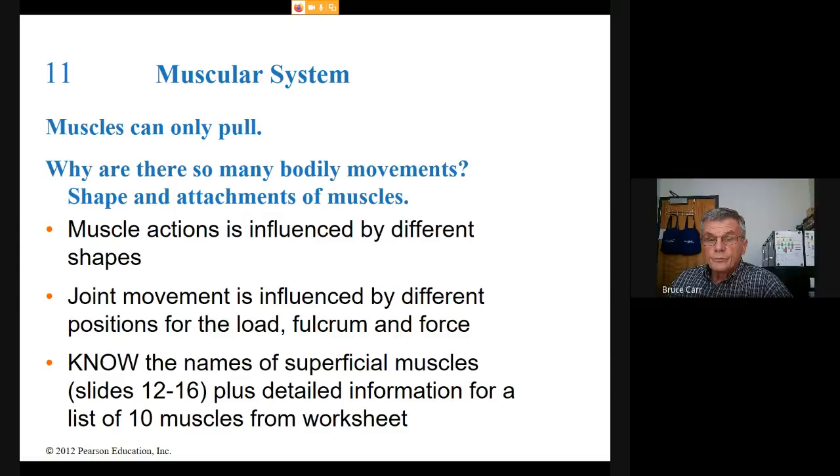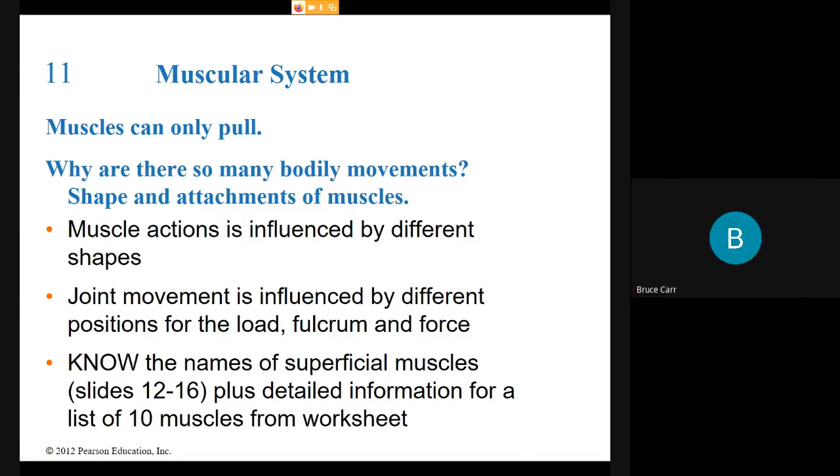Joint movement is going to be influenced by the differences in the mechanical properties of that joint. There's going to be a load, a weight, a force, and there's going to be a fulcrum, a place where the joint is pivoting in some way as the articular surfaces slide on one another.